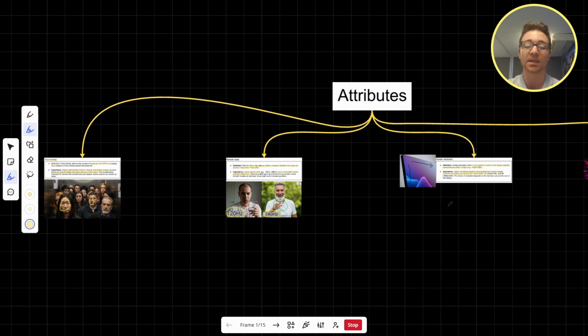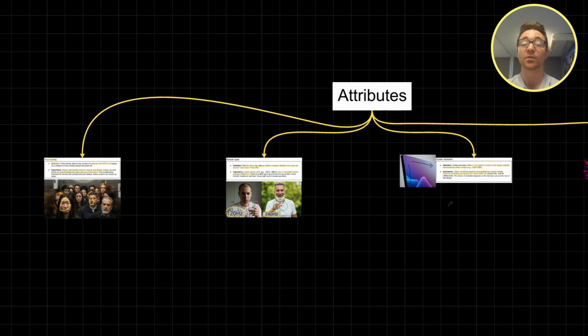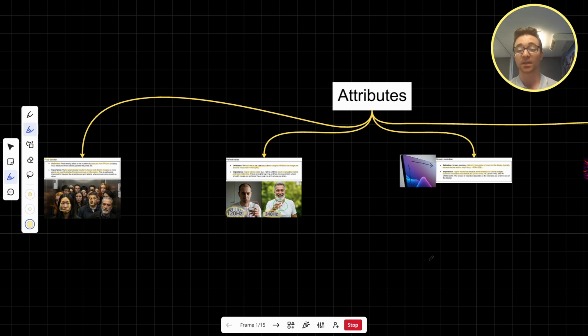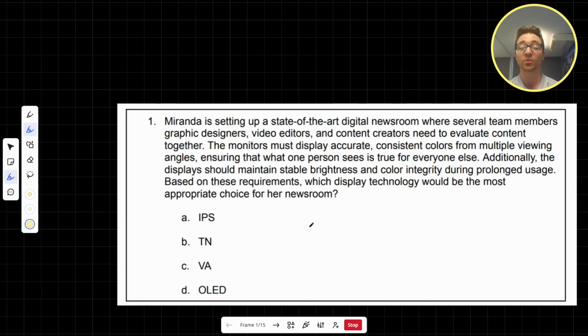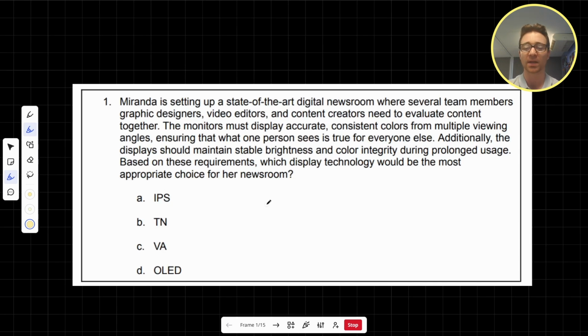So you may need to identify what kind of attributes might be needed for someone when they give you a set of requirements. They might be seeking a display, and they might ask you on your exam, hey, this person is looking for a good color variation and really clear images. What are the main attributes they might want to look for? Just as an example I can think of off the top of my head.